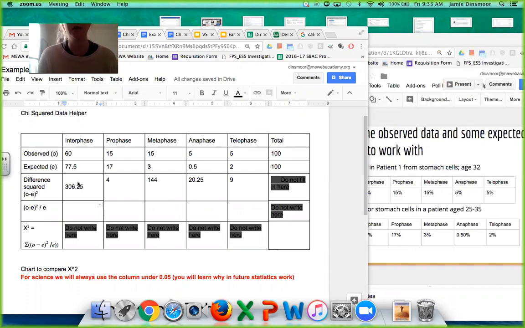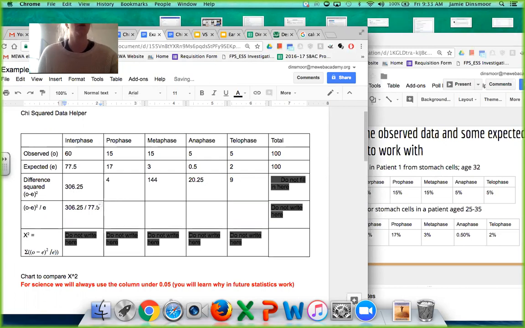Our second step now is that we're going to take this number and we're going to divide it by our expected value, right? Because if we look at this box, we already have O minus E squared. That's what we did right here. Now we just have to divide it by E. So for this first one, we would take 306.25 and we're going to divide it by our expected value of 77.5. Which if we do that, we get 3.95161. We'll just round to the hundredth place here for now.